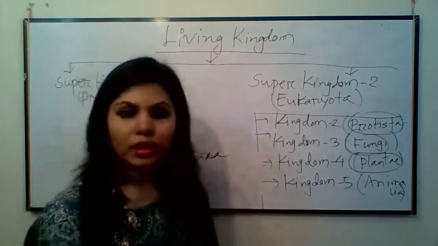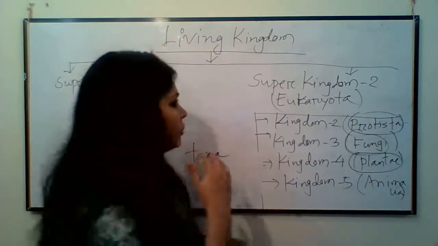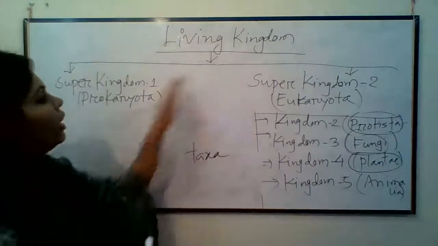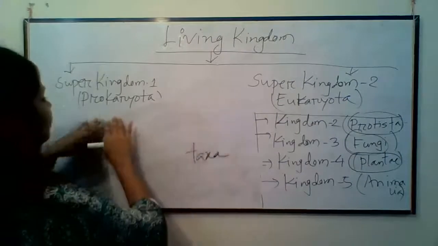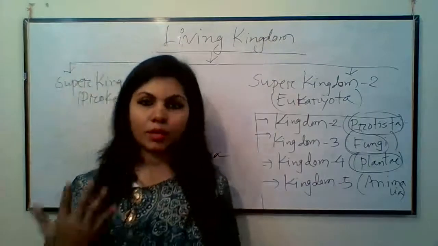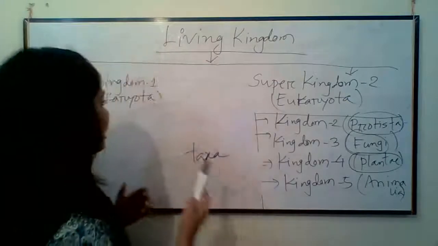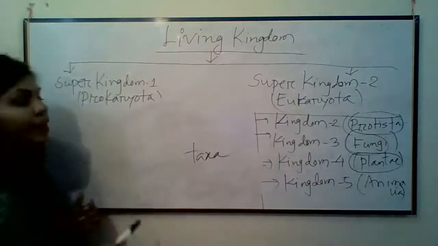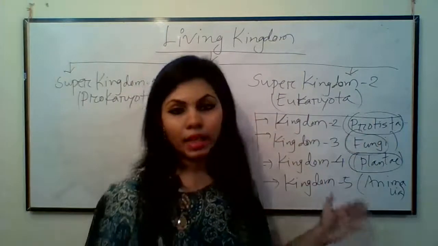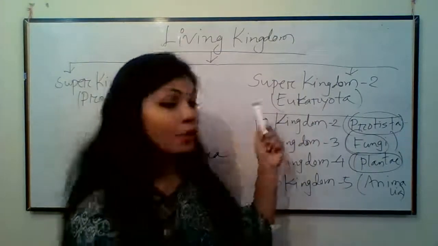So we can discuss something about this kingdom. At first, go to the previous lesson. What I told is that all living kingdoms are under two super kingdoms, Prokaryota and Eukaryota. Under these two super kingdoms, there are five kingdoms: Monera, Protista, Fungi, Plantae, and Animalia. Among the five, the Monera kingdom is under the Prokaryota super kingdom, and the other four kingdoms, Protista, Fungi, Plantae, and Animalia, are under the super kingdom Eukaryota.